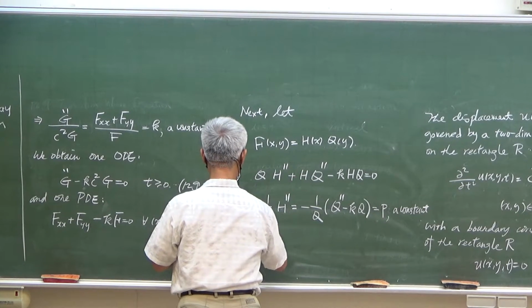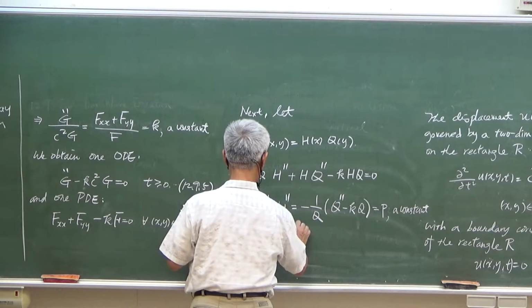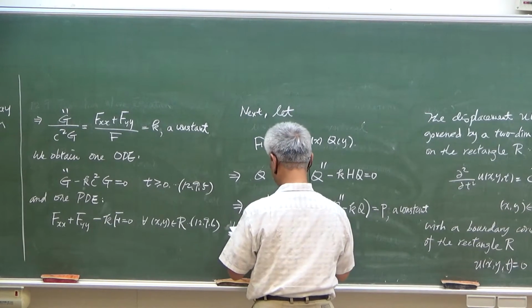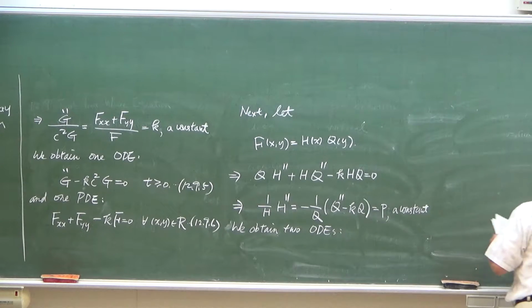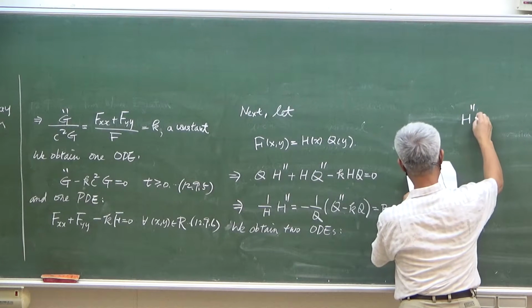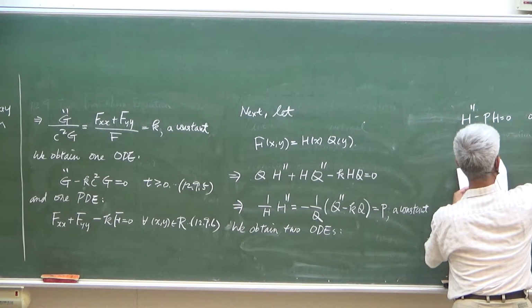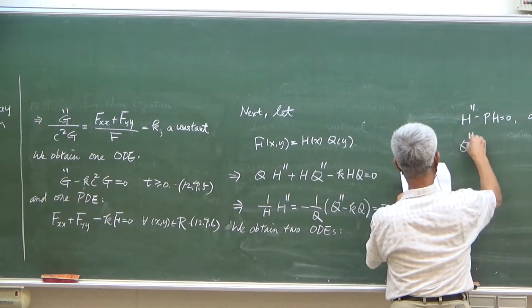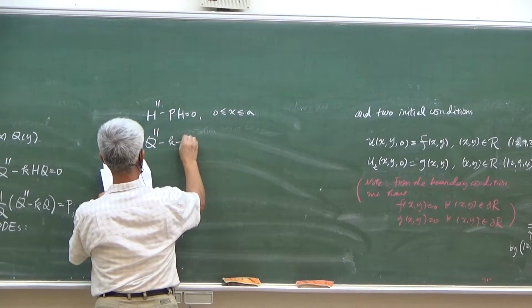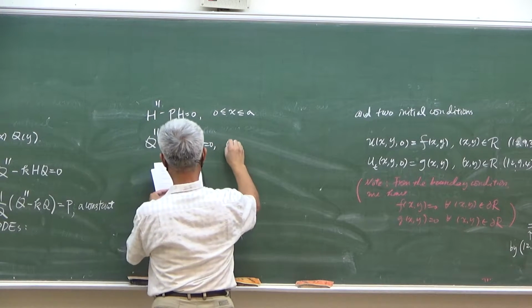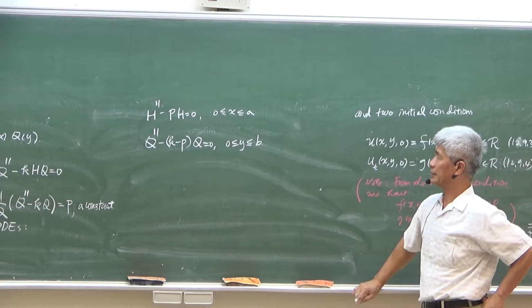Alright, so we obtain two ODEs. We have H double prime minus pH equal to 0, and we have Q double prime minus (k minus p) Q equal to 0.